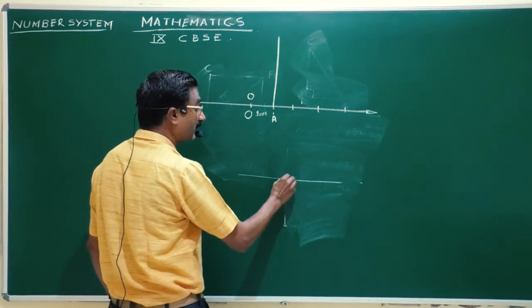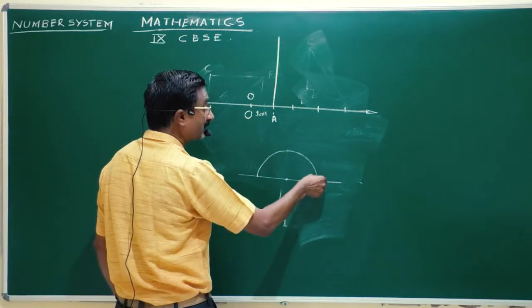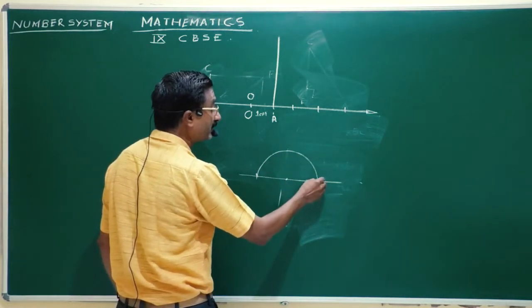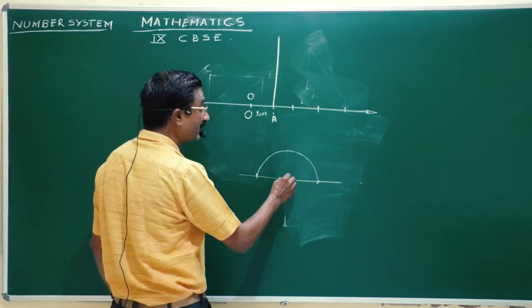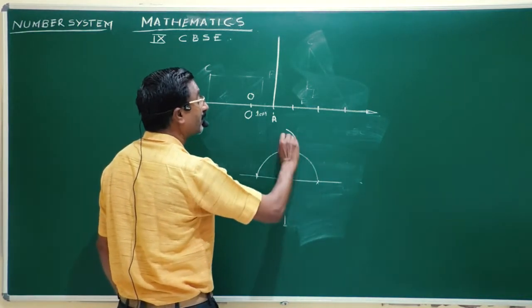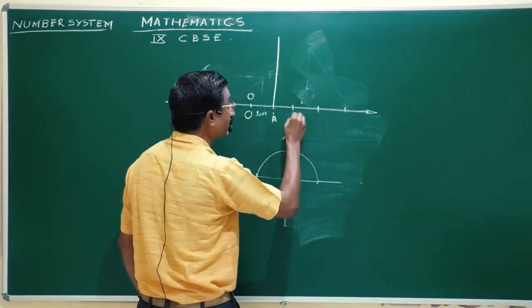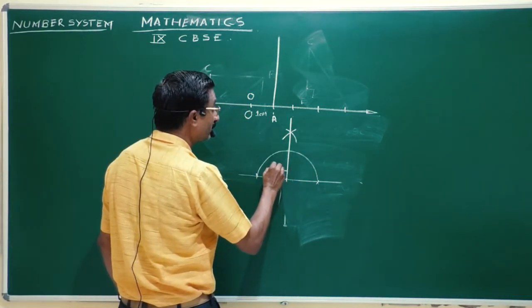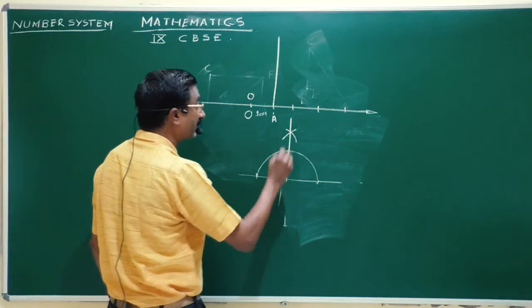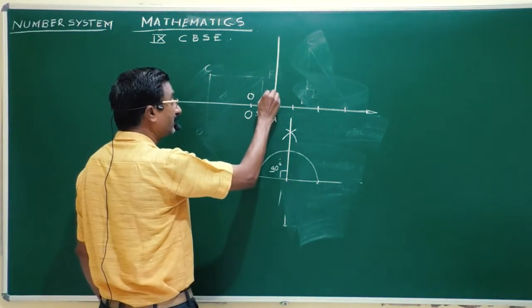You have to take the compass with some radius and draw a semicircle like this. You will get 2 points. Then with more than that radius, mark an arc like this, and then join this point. So you will get this value. This angle is 90 degrees. So like this, you can draw 90 degrees here.